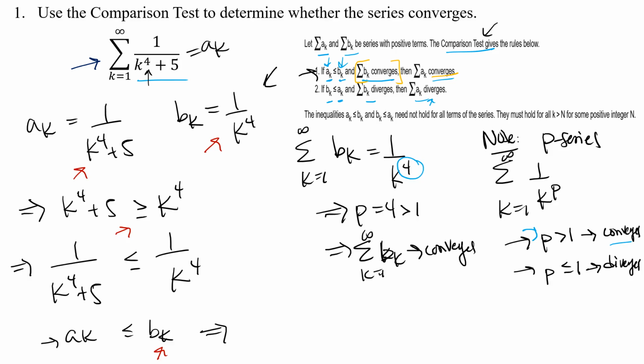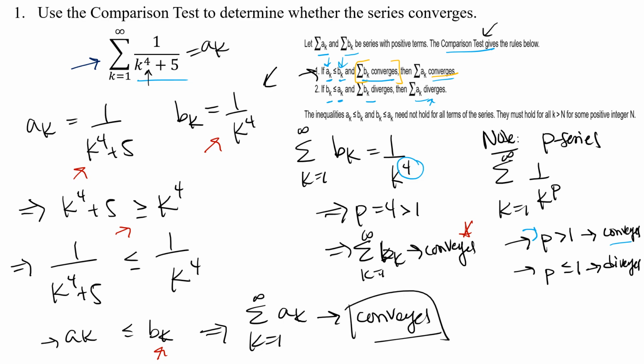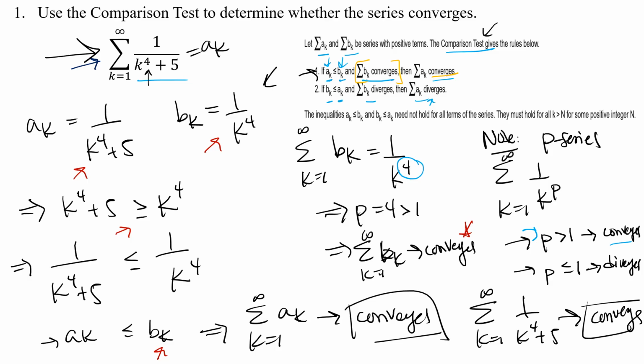So therefore, since we're saying that our b sub k converges, then we are also saying that the summation, k going from 1 to infinity, of our a sub k also converges, okay? So therefore, our series here, summation k going from 1 to infinity of 1 over k to the 4th plus 5, converges.